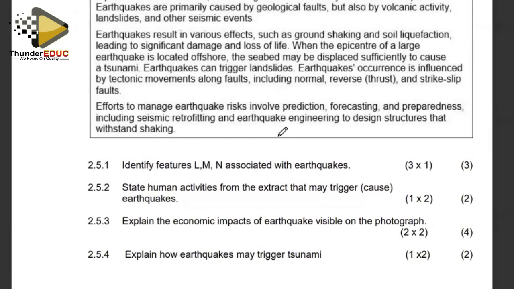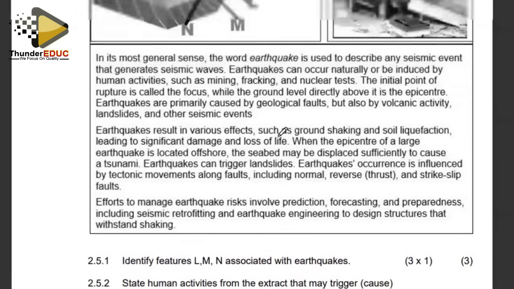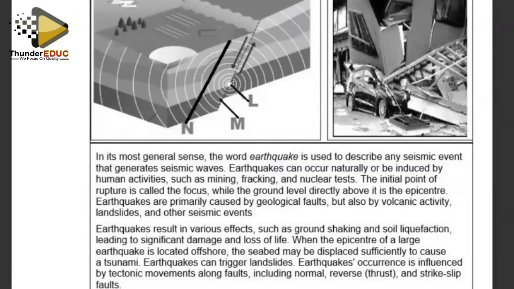Name the features L, M, and N. Right, if you check here, L is the focal point of the earthquake where the earthquake starts. It's called the focus. The focus is a point within the Earth's crust where the shock waves originate from. That is where the earthquake starts from. And we have M. M is showing us this line here. What is that line? That is a fault line. It's showing us a fault line.